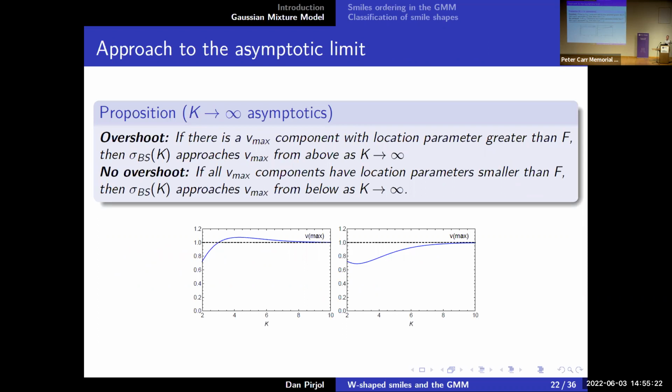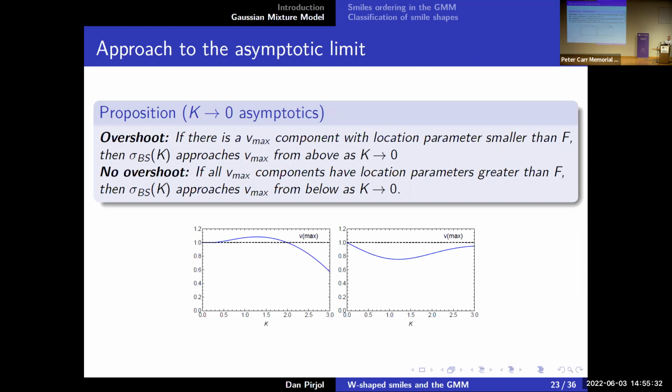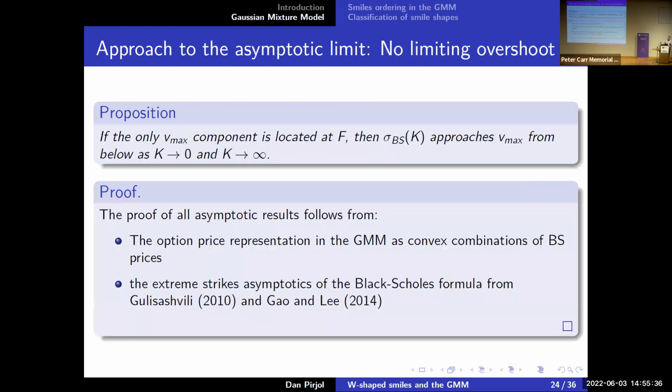Now, how do you approach the asymptotic limit? That requires more information, where this component with max vol is placed. You can place it to the right, to the left of the forward, get different shapes, different approaches, but the only way to approach it from below in both cases is by placing it exactly at the forward. I'll not go through the proofs. They are based on the extreme strikes asymptotics of the Black-Scholes formula. The proof is in the paper.